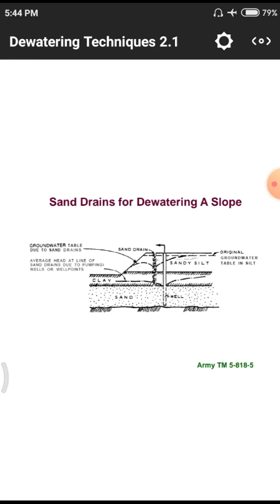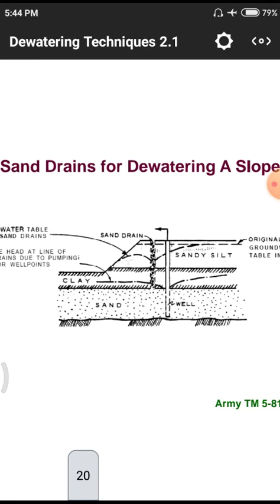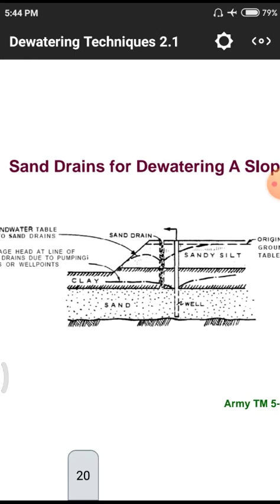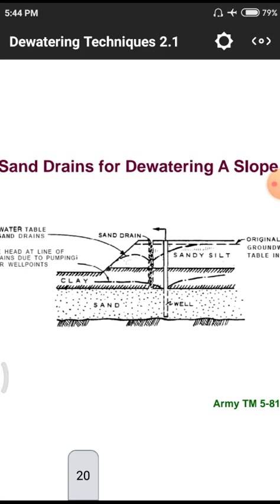Next one we have is sand drains for dewatering a slope. That means normally sand drains are used to remove the water or surcharge the water. Here we have a sand drain, the soil is sandy up to a particular limit. After that we have clay soil below the sandy soil. After that we have sand in a huge amount. Okay, now we have to dig a particular well. That means the well has a particular depth.